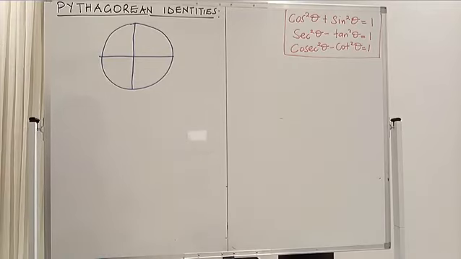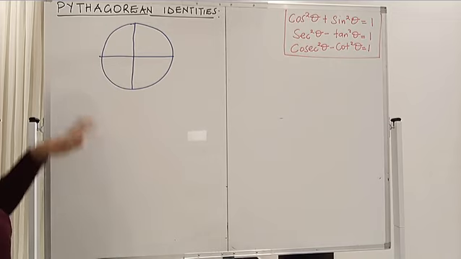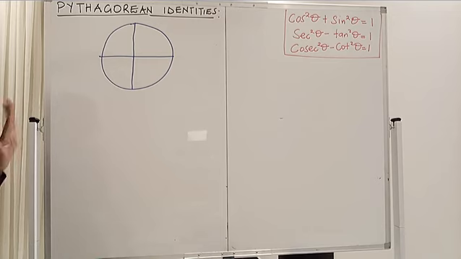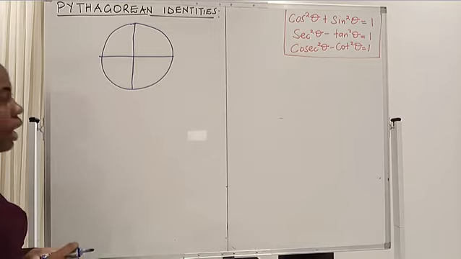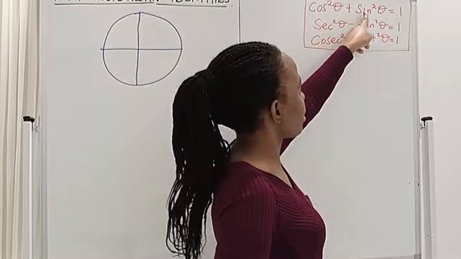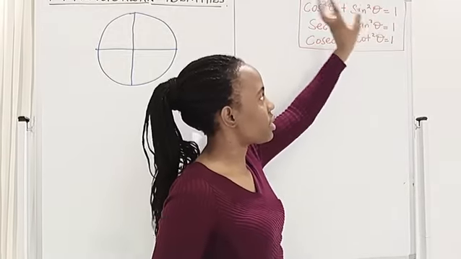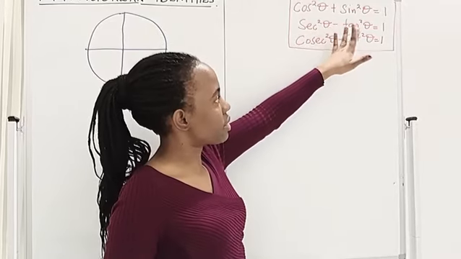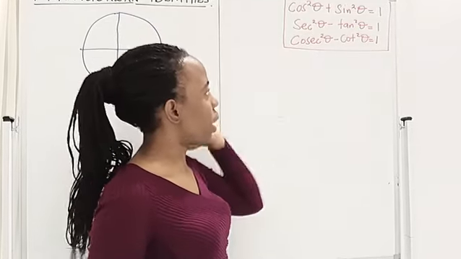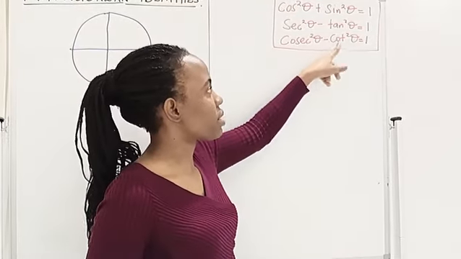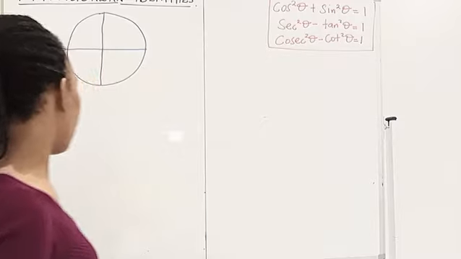Yes, today we are going to derive the Pythagorean identities, the identities that we get from the Pythagoras theorem. Okay, now we have this one here. It is cos squared theta plus sine squared theta equaling to 1. That is the first identity. We have sec squared theta minus tan squared theta equaling to 1, the second identity, and the third one is cosec squared theta minus cot squared theta is equal to 1.